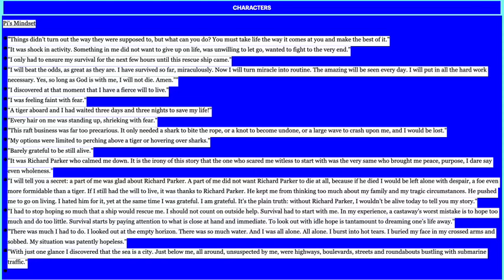I will beat the odds, as great as they are. I have survived so far, miraculously. Now I will turn miracle into routine. The amazing will be seen every day. I will put in all the work necessary. Yes, so long as God is with me, I will not die. I discovered at that moment that I had a fierce will to live. I was feeling faint with fear. A tiger aboard, and I had waited 3 days and 3 nights to save my life.